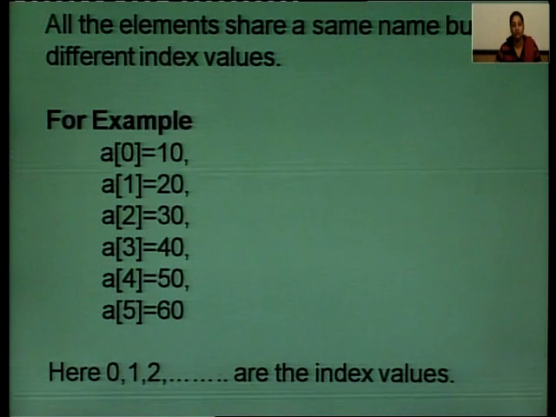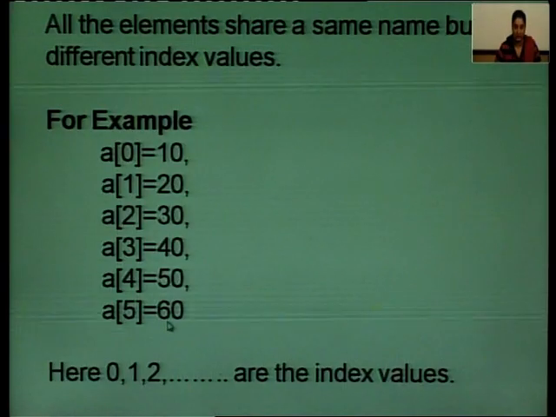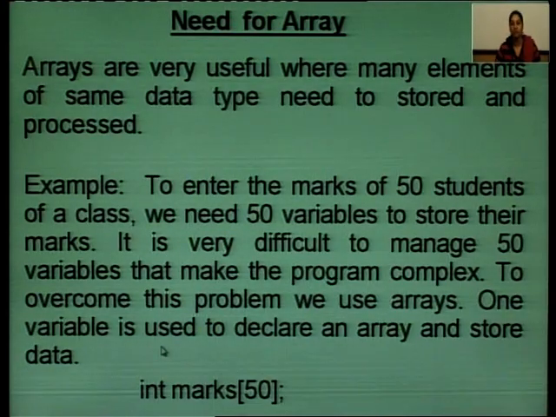A[0] stores the value 10, A[1] stores the value 20, A[2] stores the value 30, A[3] stores the value 40, A[4] stores the value 50 and A[5] stores the value 60. Each index value has a different variable for the array. Need for the array: why do we need to have an array with us?